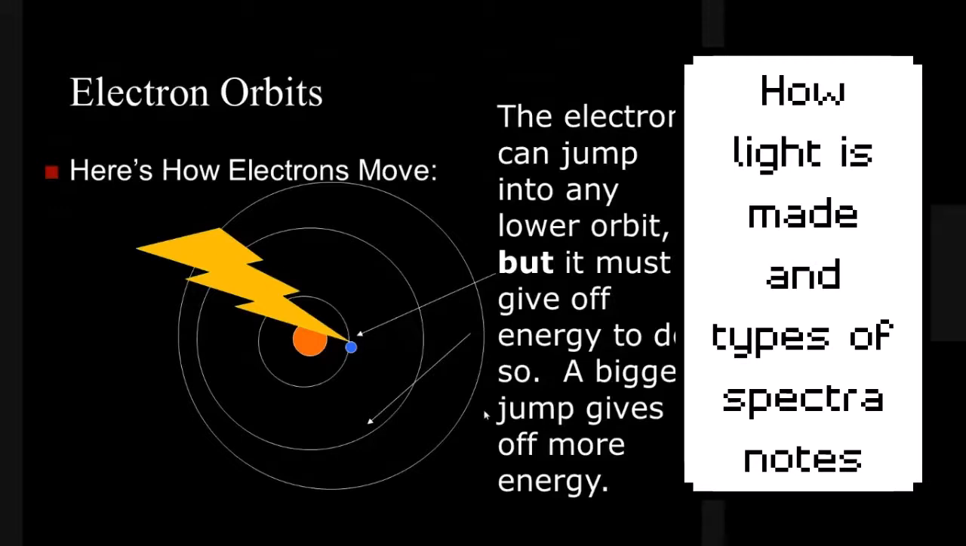So the more it jumps down, the more energy it releases. So it could have jumped down twice, once to the middle shell and once to the lower shell, and it would have released 2 photons, but those photons would have been of lower energy than jumping down one time to a much lower shell. So the farther the jump, the higher the energy of the light that is released.